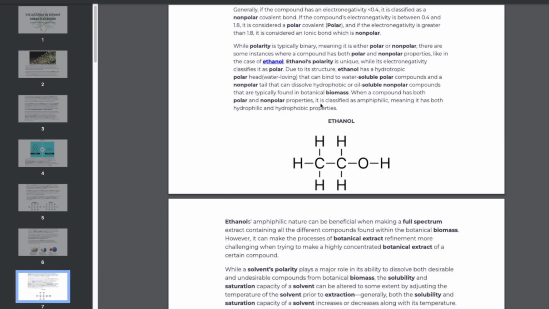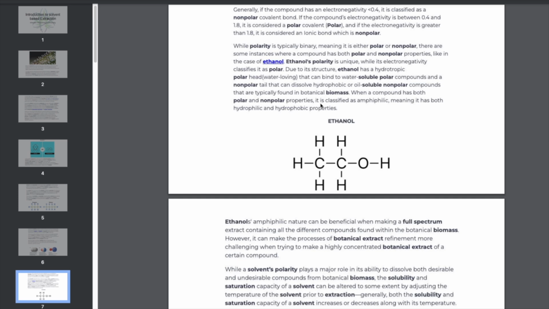Generally, if the compound has an electronegativity difference below 0.4, it is classified as a nonpolar covalent bond. If the compound's electronegativity is between 0.4 and 1.8, it is considered a polar covalent bond. And if the electronegativity is greater than 1.8, it is considered an ionic bond.